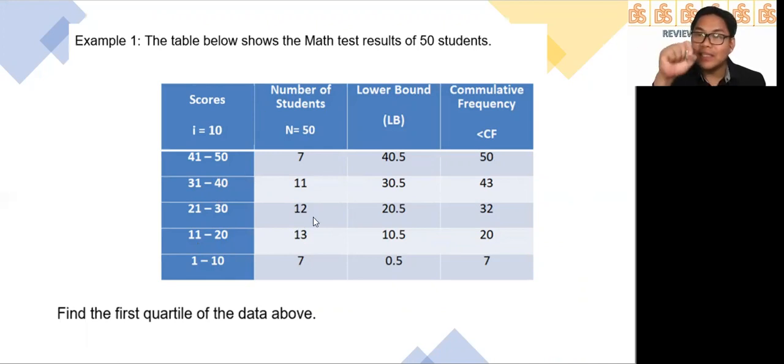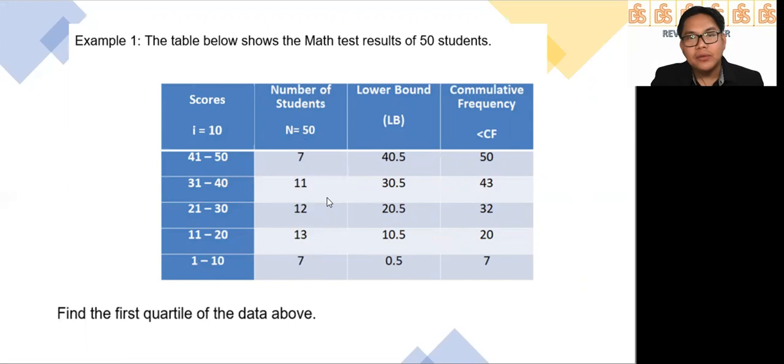Okay, and then we make some tally. For example, you mark 1 to 10, 11 to 20, until you complete all the scores. And this is already the tabulated value. We call this frequency. That means there are 7 students who got scores from 1 to 10, 13 from 11 to 20, 12 from 21 to 30, 11 from 31 to 40, and 7 who got 41 to 50.